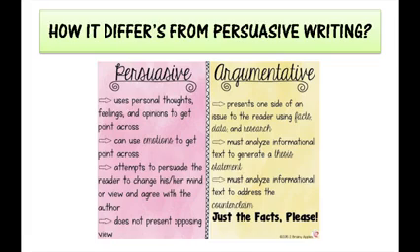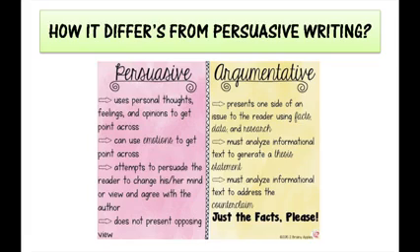Then the third one is it attempts to persuade the reader to change his or her mind or view and agree with the author. Whereas in argumentative writing, it must analyze informational text to address the counterclaim. So what is a counterclaim? The counterclaim is that there is a statement already existing about the argument. So you try to argue and give your point of view over that already existing claim.